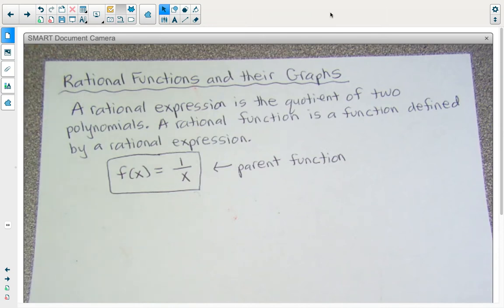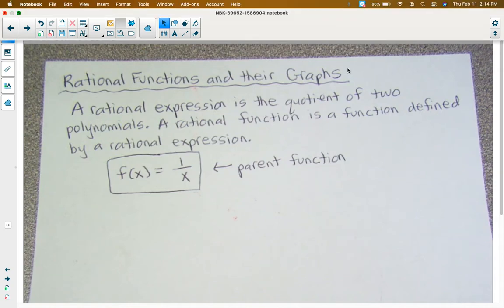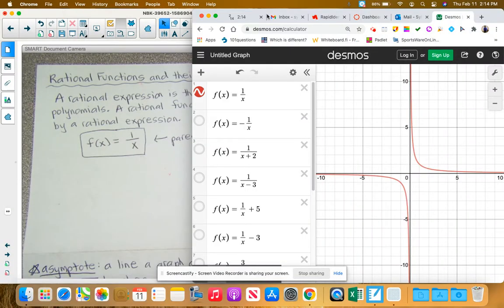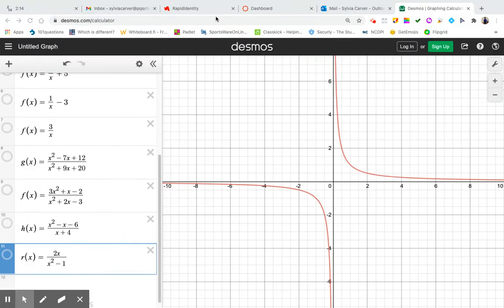So functions pass the vertical line test, as we know. So when we take a look at this in Desmos, it's going to pass the vertical line test. So let's go ahead and look into what it looks like on Desmos. So I've already graphed it here. So let's make this bigger for us. So this is what a rational function looks like.